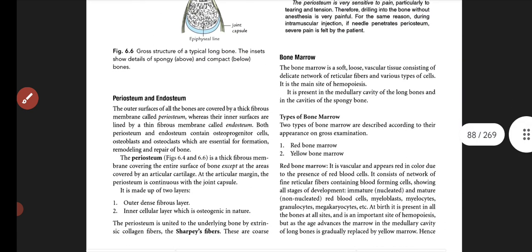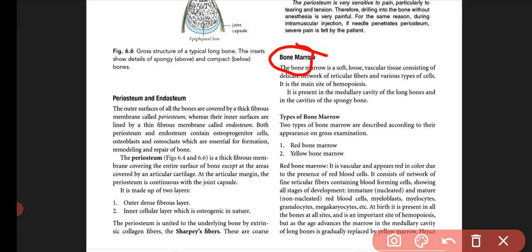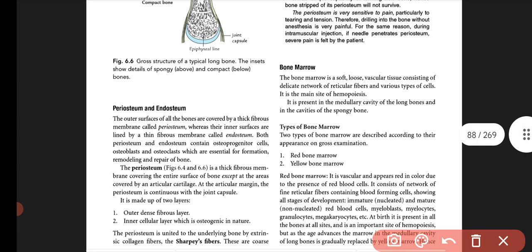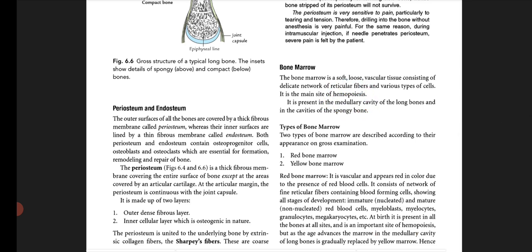And the last one is the bone marrow. Okay, the bone marrow is the soft, loose vascular tissue consisting of a delicate network of reticular fiber and various types of cells. It is the main site of hemopoiesis. In physiology, you will read hemopoiesis, the most important topic in physiology. The bone marrow is present in the medullary cavity of the long bones and the cavities of the spongy bones only.